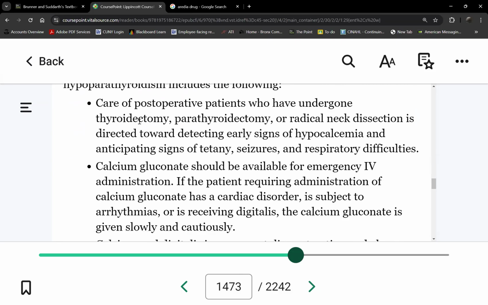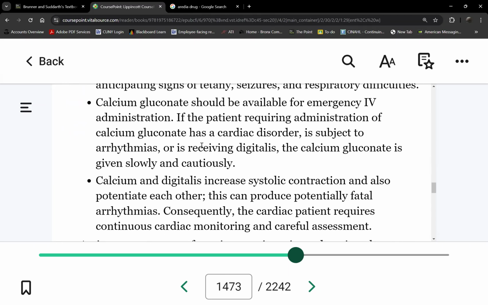Who are again at risk for hypoparathyroidism? Those who had thyroidectomy, correct? So watch them for development of hypocalcemia. And in emergencies, especially after thyroidectomy, we have what drug made available in case the patient develops tetany? Calcium gluconate IV.